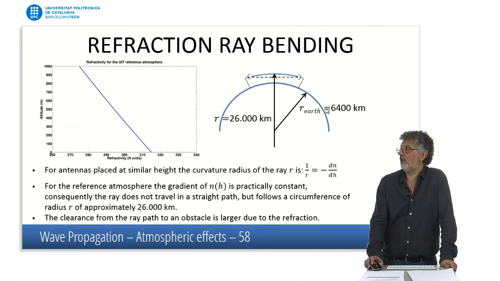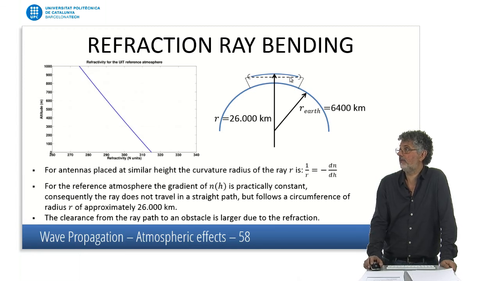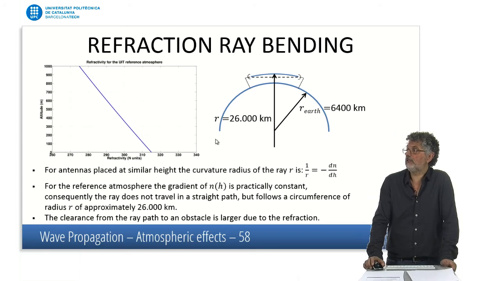So now imagine we have two antennas on the Earth. The radius of the Earth is 6,400 kilometers. And we would expect that from this antenna to this antenna, we would be communicating through a straight ray. But in practice, what happens is that the ray is bending with a curvature radius of 26,000 kilometers.